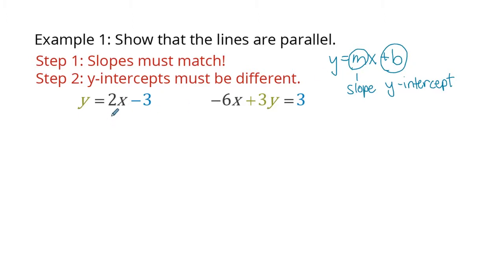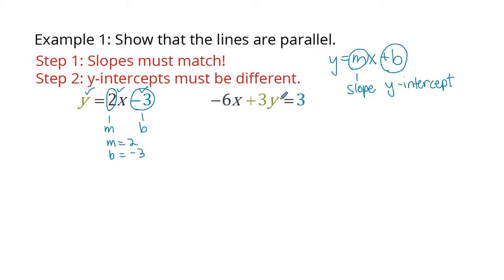So first things first, I already see this is already in slope-intercept form. Y is alone, check. Your m and your x are side by side and ready to go. And your b, last thing, is a number by itself. This is perfect. So already I know in my first equation, this is my m and this is my b. Make sure you include the negative. Always make sure you're including negatives here. So my m equals 2, my b equals -3. So I want to make sure that these two steps are true for the next equation. My m has to be the same, my y-intercept has to be different.